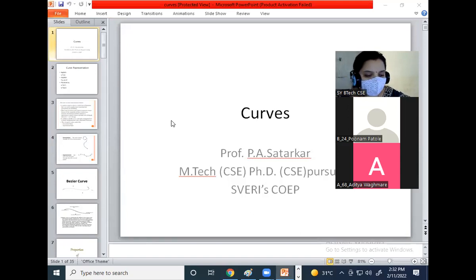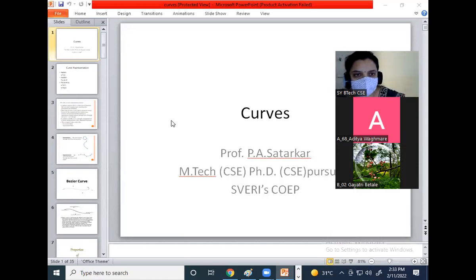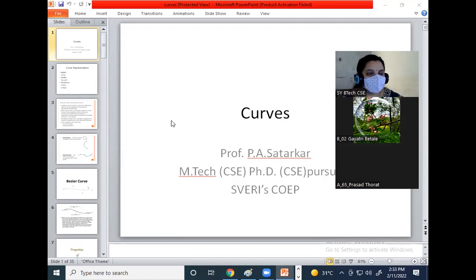Okay, so we are going to start with a revision of chapter number 6. Already we have finished the first 5 chapters. Yesterday's lecture we completed chapter number 5, that is visible lines and visible surfaces. And now we are going to start with chapter number 6, that is curves. So basically we will start with the definition of curve.